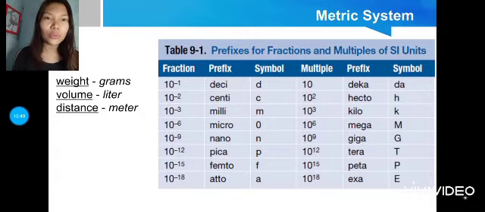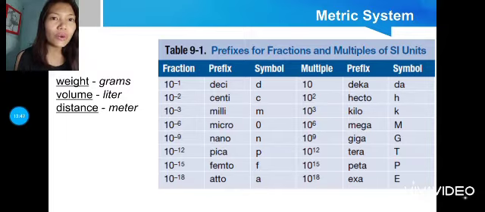So in calculating doses, the most commonly used universal units are the gram and liter. How are we going to interpret the table? For example, the prefix deci: 1 decigram is equal to 10 to the exponent of negative 1, or that is equivalent to 0.1 grams. Again, 1 decigram is equal to 0.1 grams. If you have 1 kiloliter, that is equivalent to 1,000 liters. So that is how you're going to interpret this table.